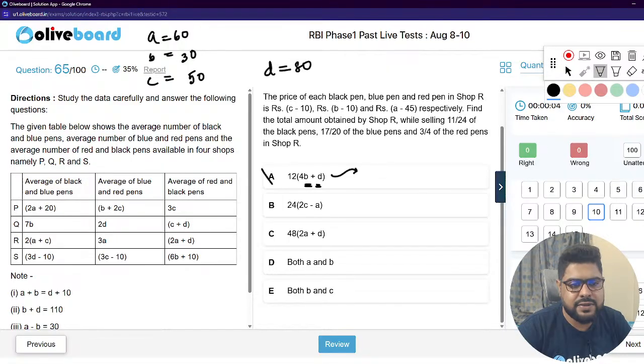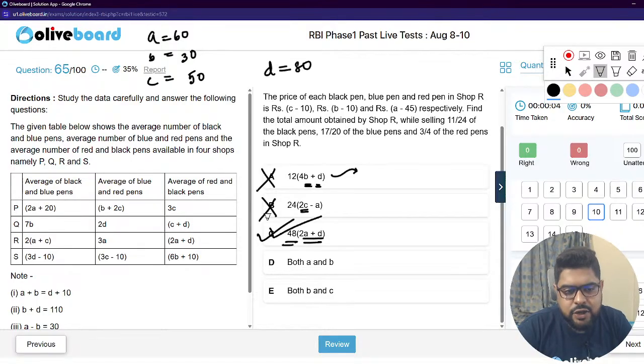200, so this cannot be it, not 9600. 2C minus A is 100, so this cannot be it either. Sir, 48, 2A plus D: 120 plus 80. Sir, this is my answer. This is 200 into 48, 9600. This option C is my correct answer.